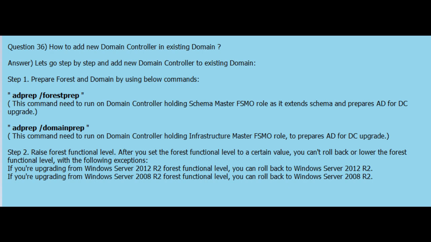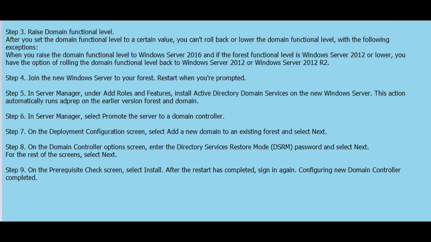Step 2. Raise forest functional level. After you set the forest functional level to a certain value, you can't roll back or lower the forest functional level, with the following exceptions. If you are upgrading from Windows Server 2012 R2 forest functional level, you can roll back to Windows Server 2012 R2. If you are upgrading from Windows Server 2008 R2 forest functional level, you can roll back to Windows Server 2008 R2.